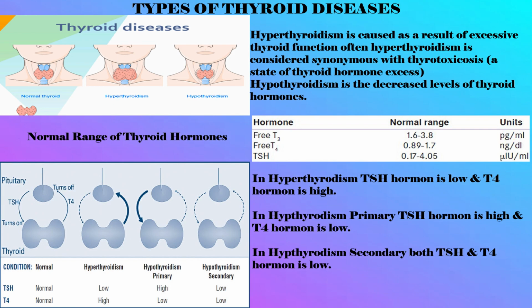How to know if you are suffering from hyperthyroidism or hypothyroidism by just looking at your thyroid profile. In hyperthyroidism, thyroid stimulating hormone is low and T4 hormone is high. In primary hypothyroidism, TSH, that is thyroid stimulating hormone, is high and T4 hormone is low. In secondary hypothyroidism, both TSH and T4 hormone are low.